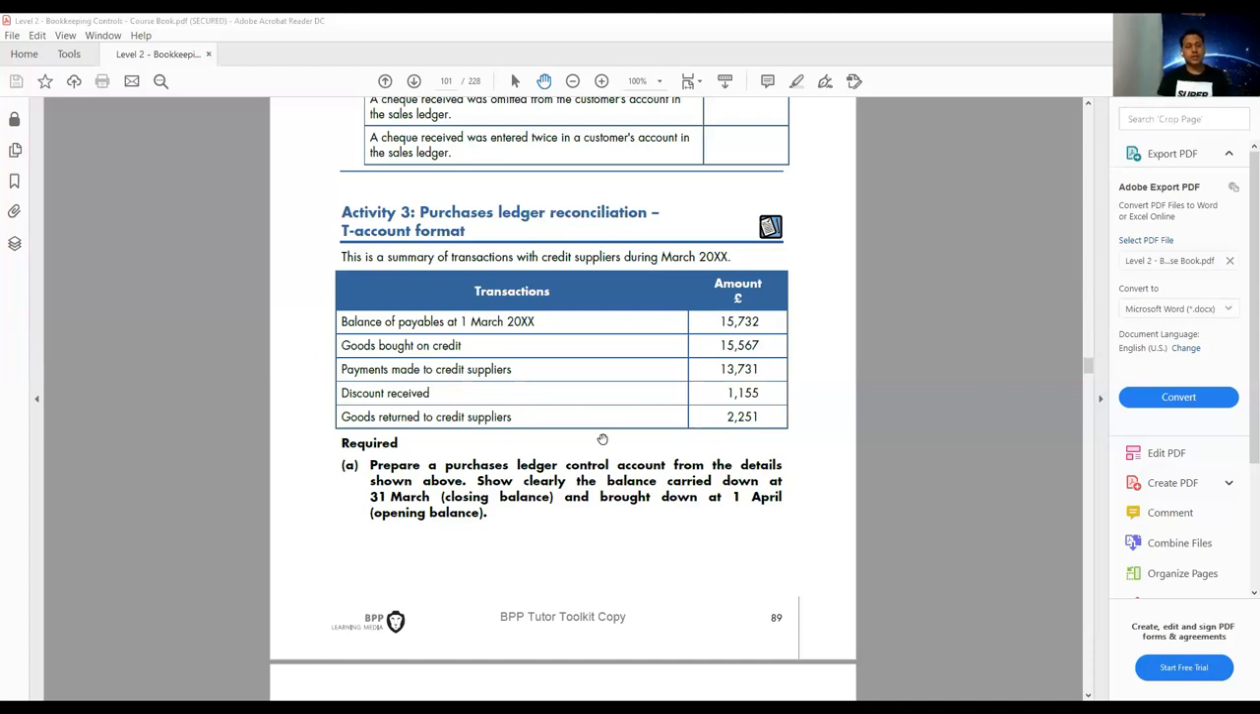Okay, the next one we're going to see is the purchase ledger T account format. We're going to see that, but before we do, let's take a break. It's 11:30, so let's take a 20 minute break. We come back at 11:45. After that, you're going to start this chapter.